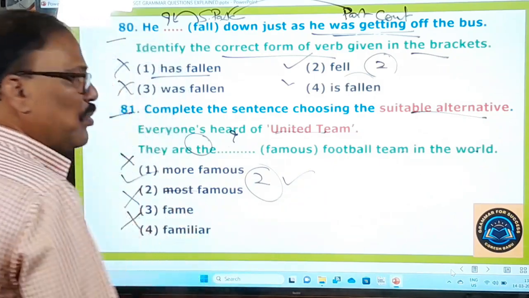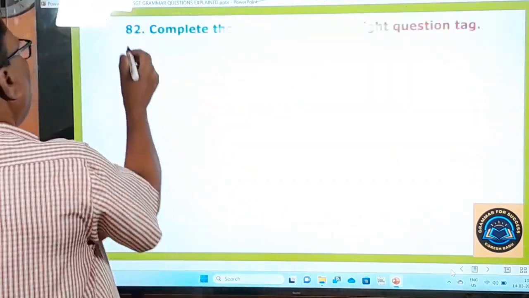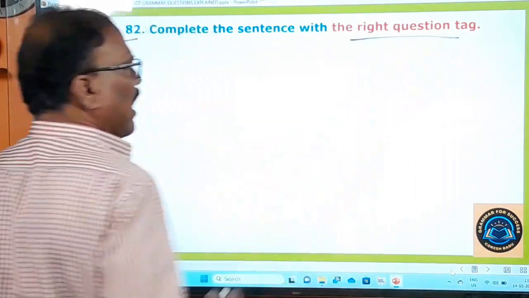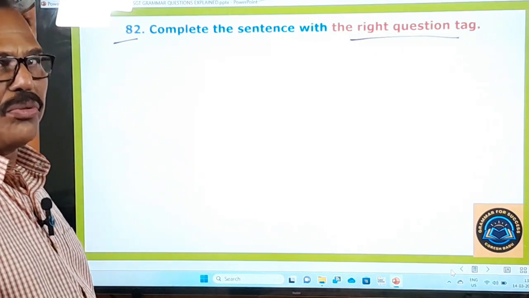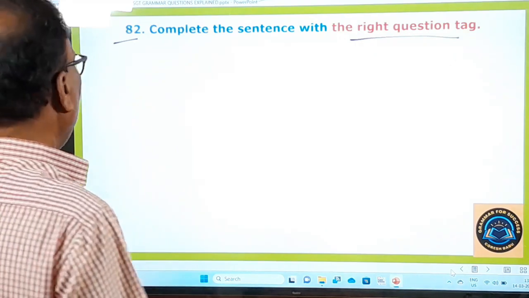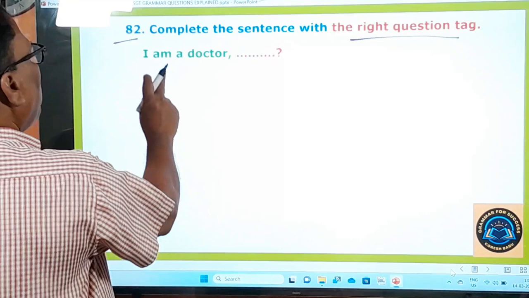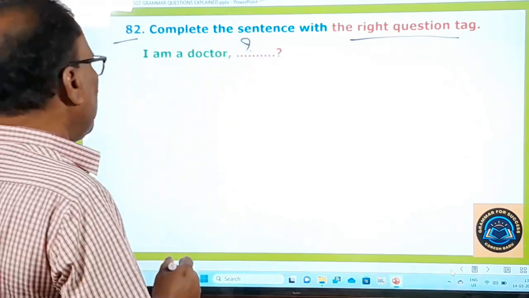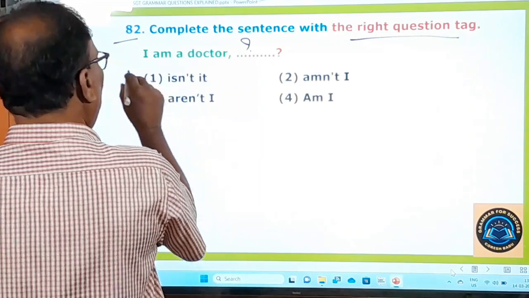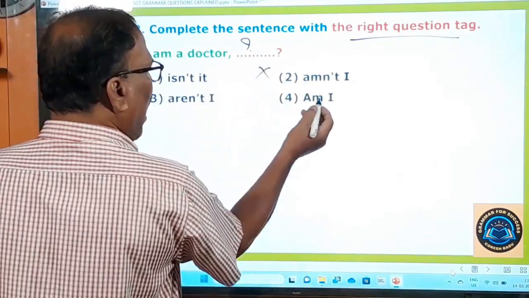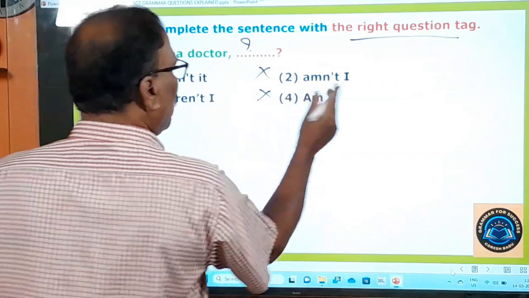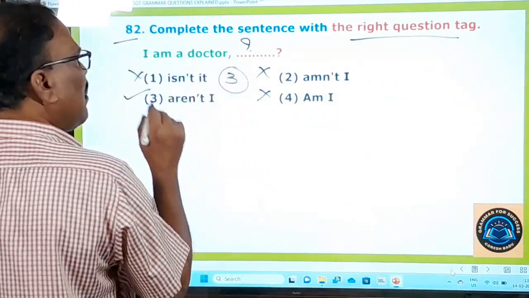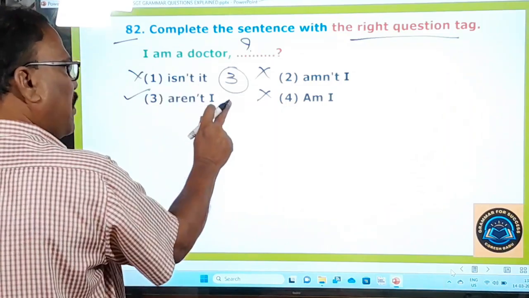And now let's move on to the next question. 82nd question: Complete the sentence with the right question tag. He's asking you to choose the right question tag. What is the sentence? I am a doctor, and you have to use the right question tag. What are the options given here? Isn't it? Amn't I? Am I? The first, second, and fourth are wrong, and aren't I is the only right one. This is the right answer.